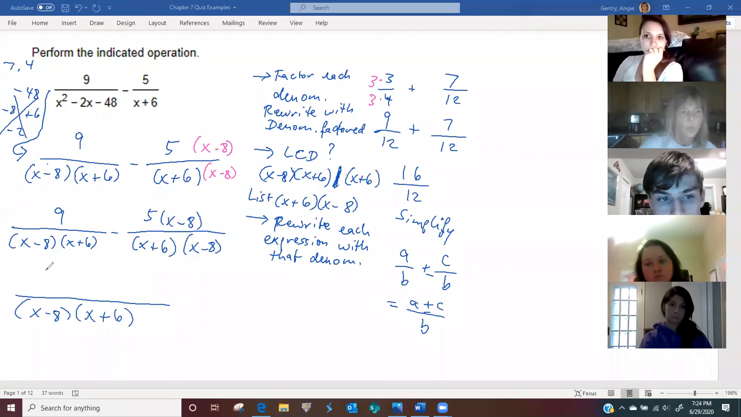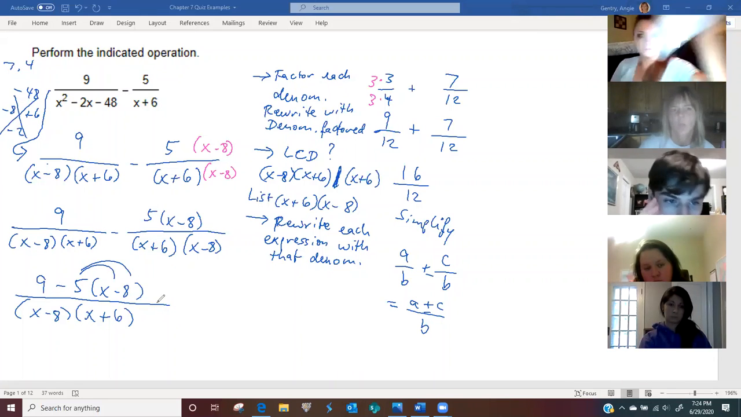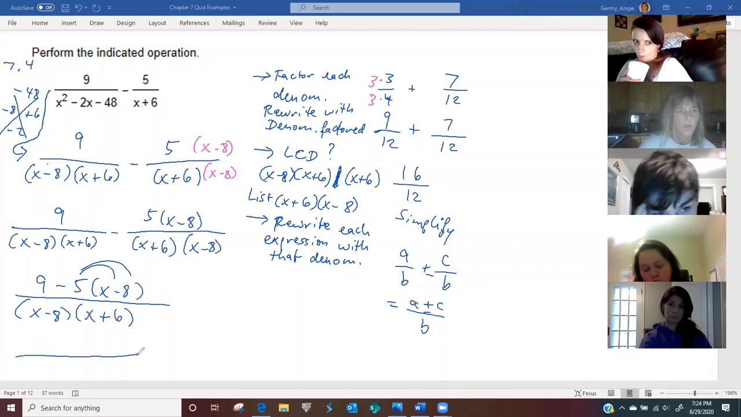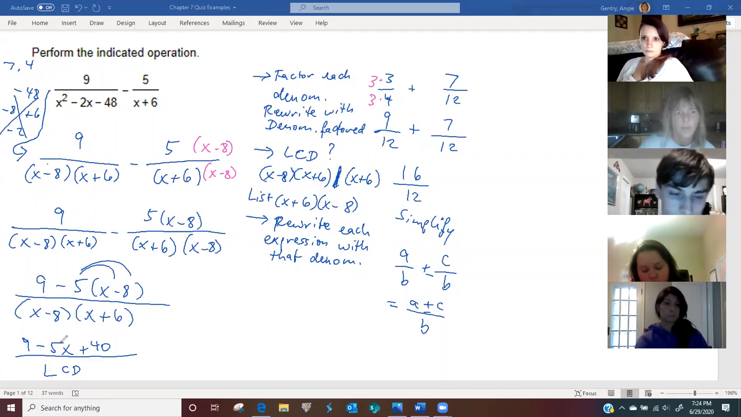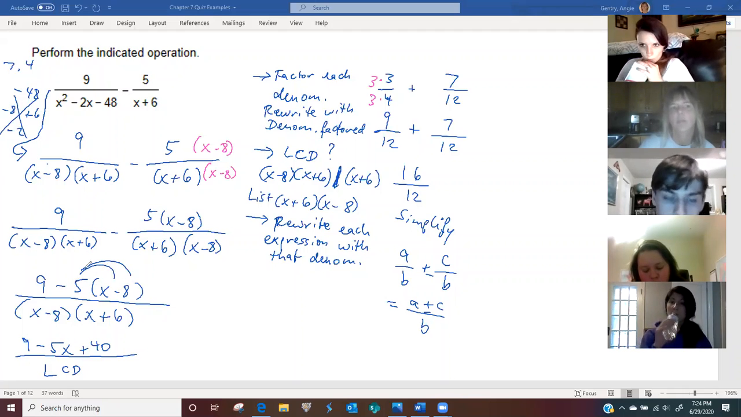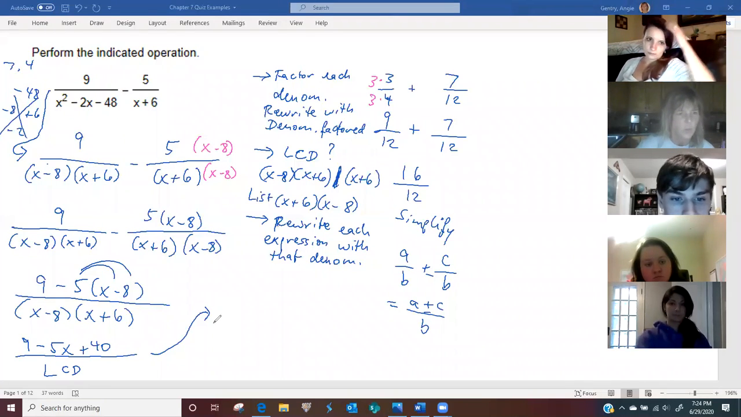So then what do we do with the numerator? We go across. Well, now we have to watch that sign, because now we need to distribute the -5 through. So I'm going to write LCD for a minute because it's faster. So we have a 9 minus 5x plus 40. And remember, -5 times x is -5x, true. -5 times -8, positive 40, true. And then you combine like terms. 9 plus 40 is 49.